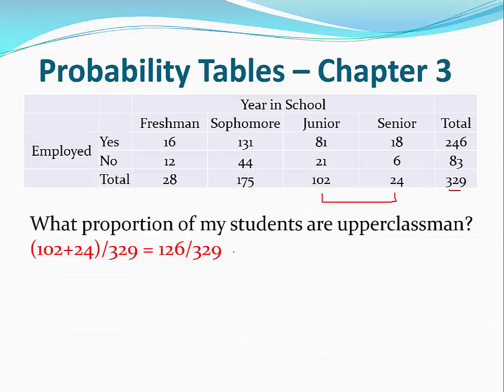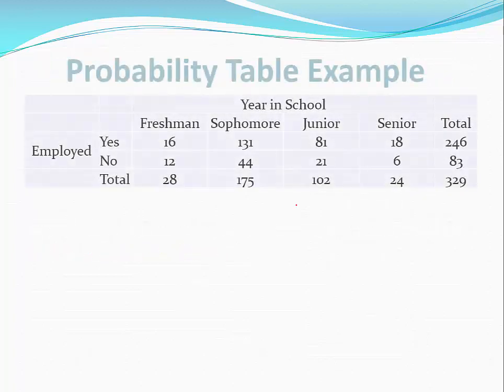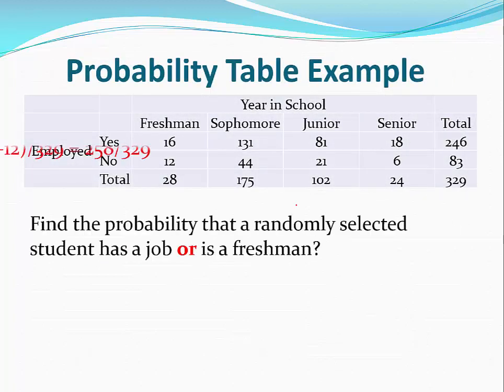I mentioned I want to show you how to read these tables. I didn't mention it was going to be difficult, did I? This is pretty straightforward stuff. Now, sometimes the questions get a little bit more challenging, but never really challenging. So let me ask you another one. So same table. Now let me ask you this question. Find the probability a randomly selected student has a job or is a freshman.